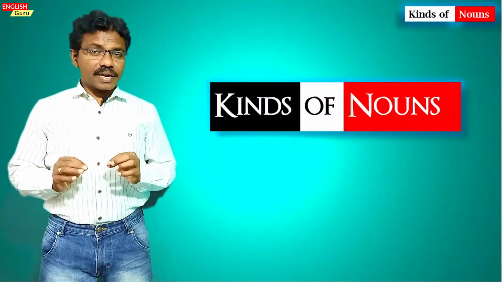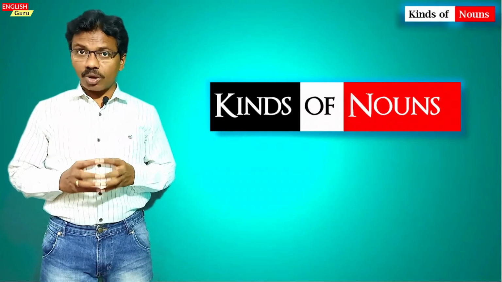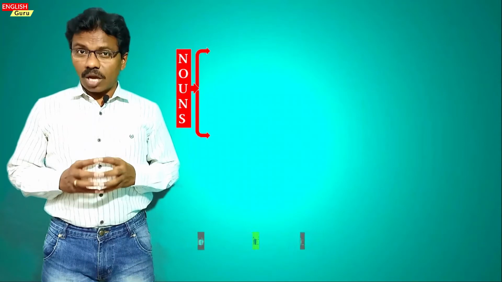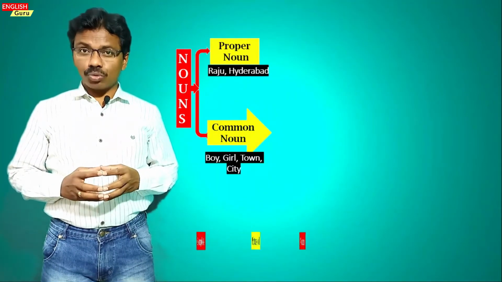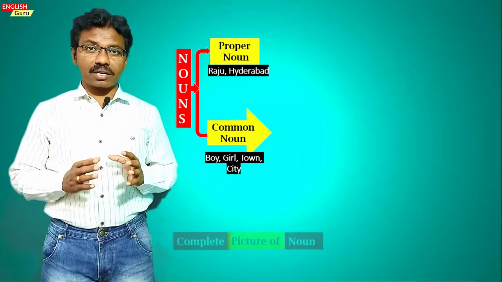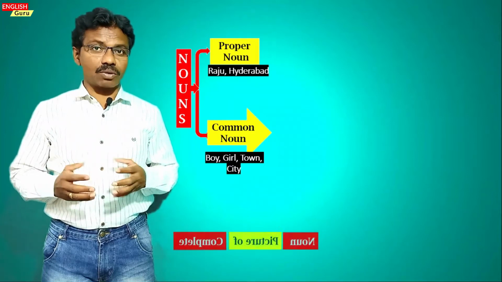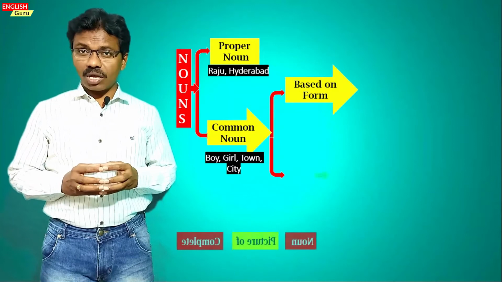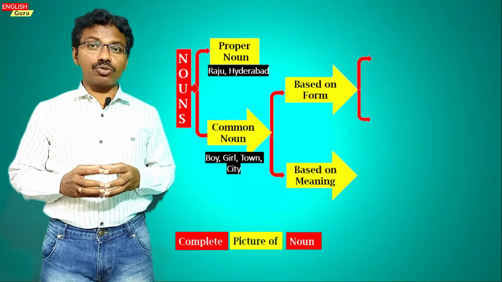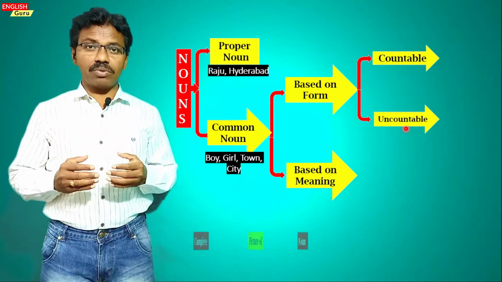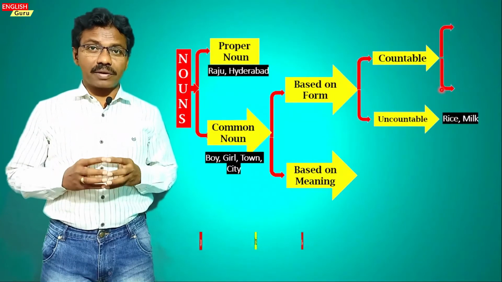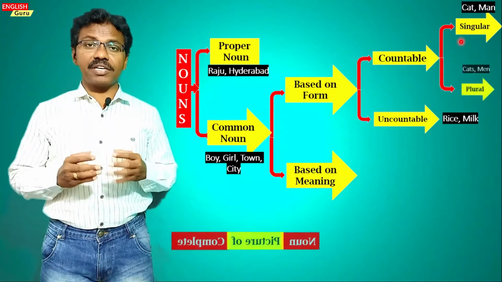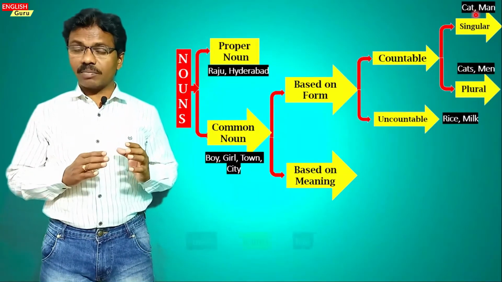And now let us try to understand the kinds of nouns. How many kinds of nouns are there in the English language? Nouns are basically divided into two categories: proper nouns like Raju, Hyderabad, and common nouns like boy, girl, town, city. And common nouns are divided based on form into two categories. One is countable and the other one is uncountable. Rice, milk are uncountable, whereas countable is again divided into singular nouns and plural nouns.